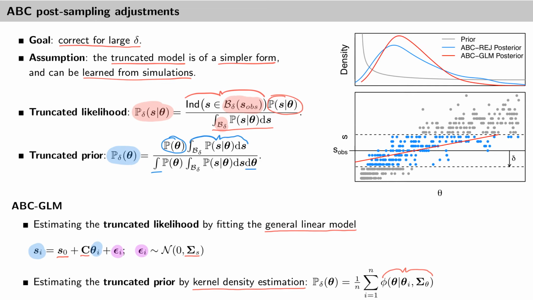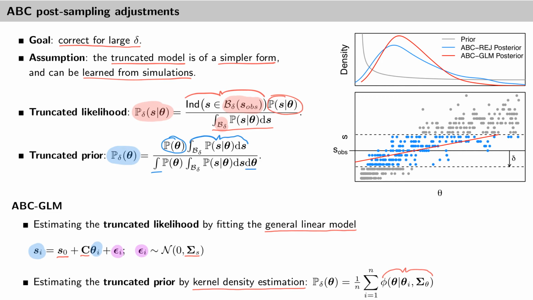Making use of the learned truncated likelihood and truncated prior, we can then simply build a posterior estimate by combining the two. In the top panel on the right, as a red line, the ABC-GLM posterior obtained for the particular case here is shown. As you can see, the ABC-GLM posterior is not drastically different from the ABC rejection posterior. However, it does differ in an important aspect. That is, it has a posterior density of essentially 0 for very large theta values.